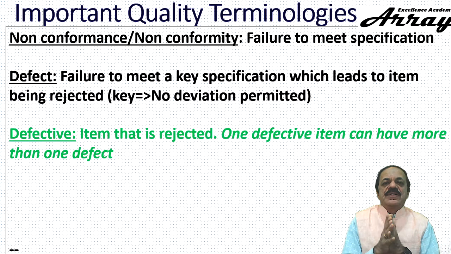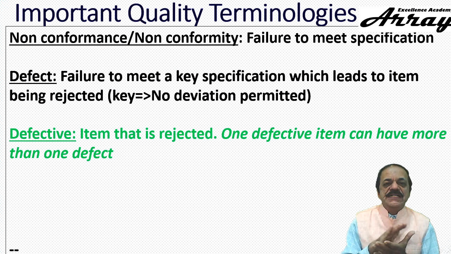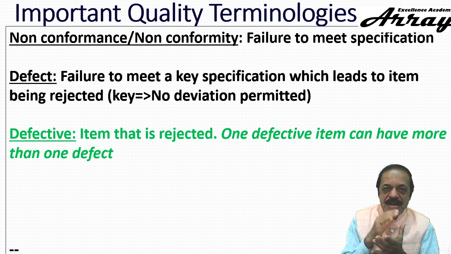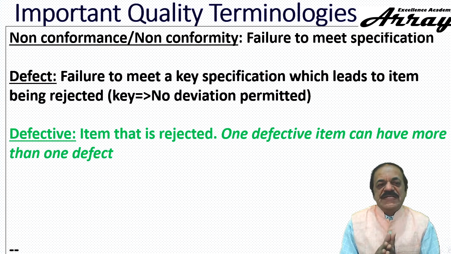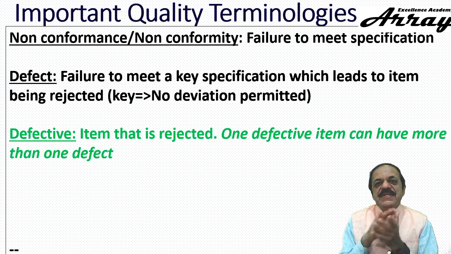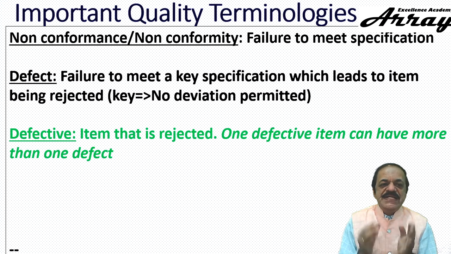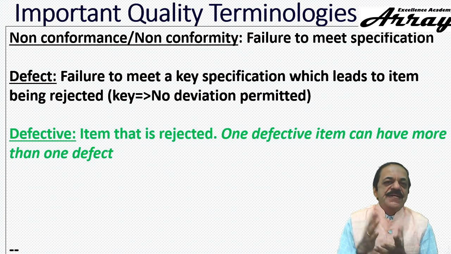Let us move forward. What is a defect? Here also some confusion exists. What is a defect and what is a defective? An item that has defect is called as a defective. Obviously, a defective item gets rejected. Please also remember from knowledge point of view, one defective item can have more than one defect.